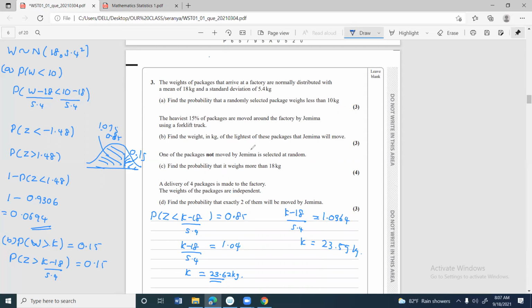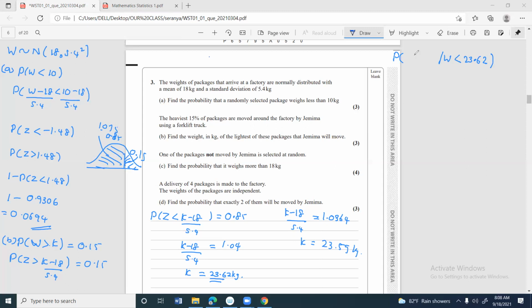If it's not moved by Gemini, we know that the weight of the package is less than 23.62, because all the packages more than 23.62 are shifted by Gemini. It's not moving means it's given that the weight is less than 23.62. Find the probability that the weight is more than 18.